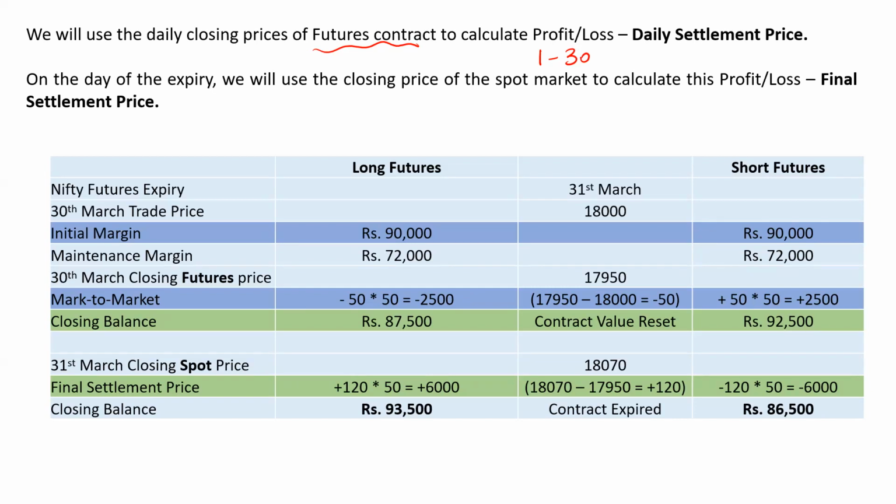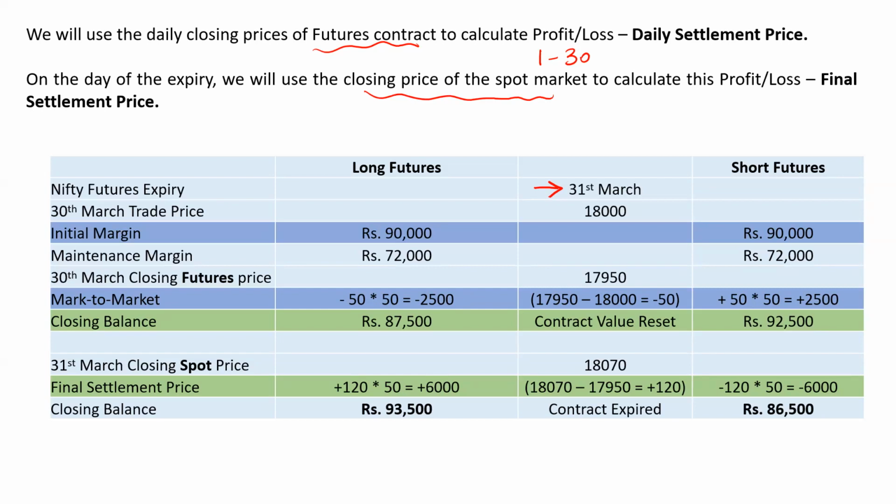So long futures, short futures, we have a Nifty futures contract and that is going to expire on 31st of March. When we do the final calculation of profit and loss, that means on 31st of March, instead of taking the closing futures prices, we are going to take the closing price of the spot market. And this is known as the final settlement price. So let's see an example.